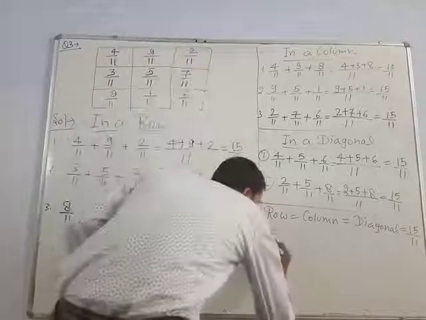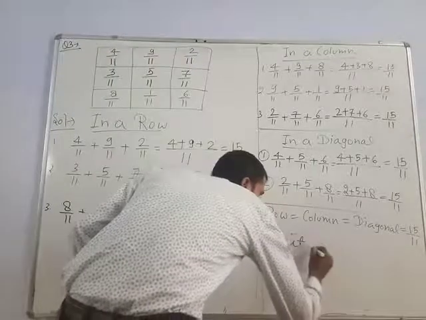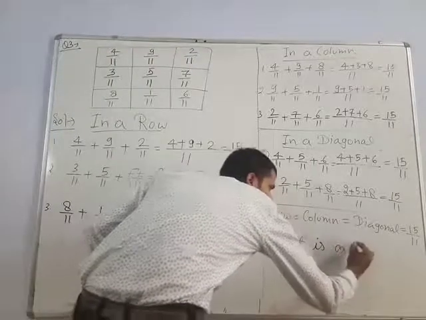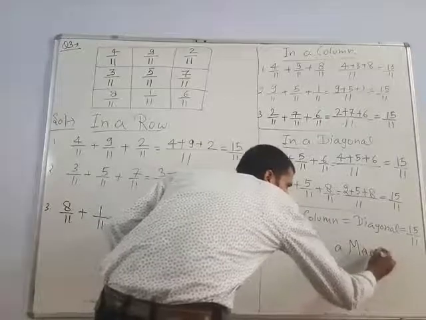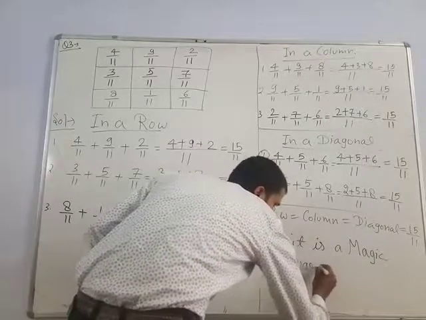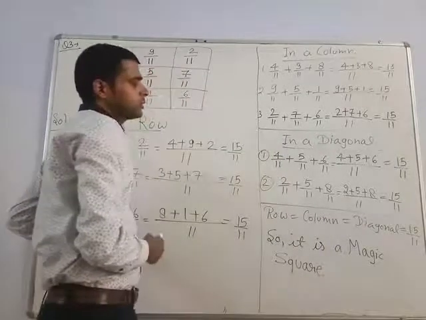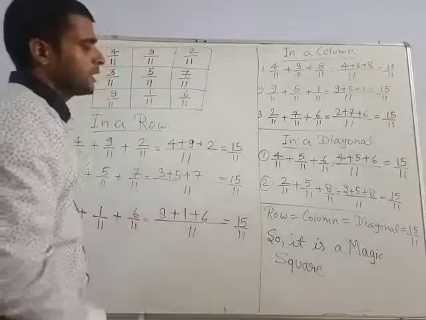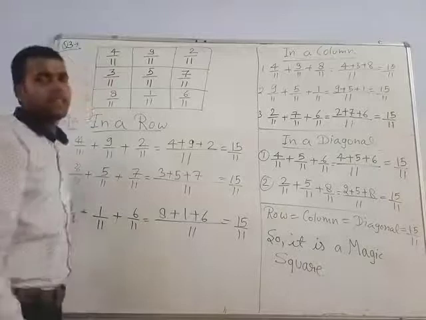So it is a magic square, right? Because rows equal columns equal diagonals, 15 upon 11, so it is a magic square. Okay.